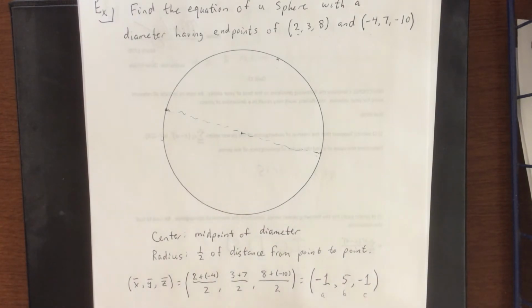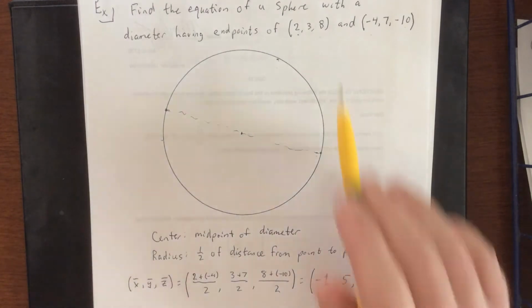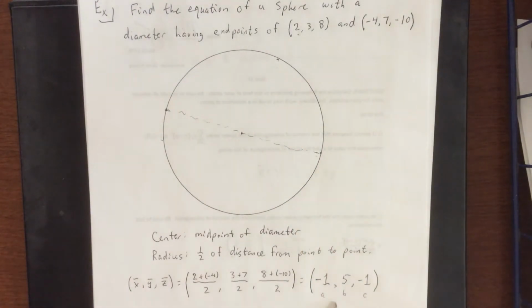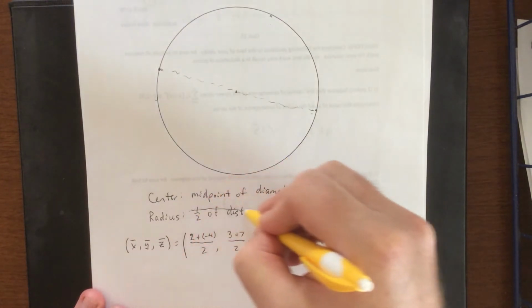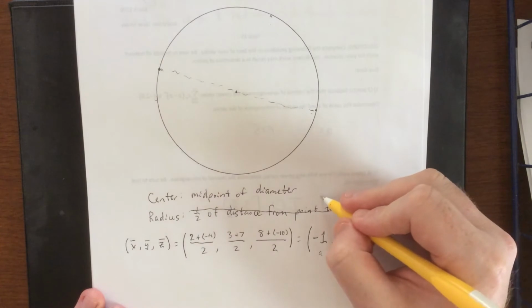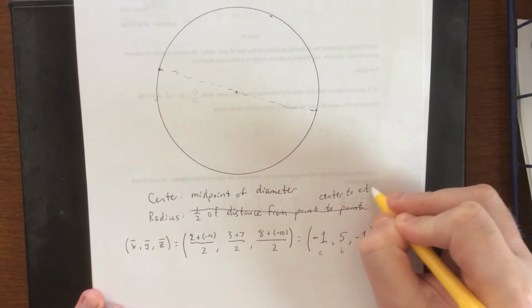Now that you have the center, though, an additional way that you could find the radius is figure out the distance from either of these points to this point. In fact, that might even be a little bit easier for us, so we'll go ahead and change the plan for that one. This will be center to either point.